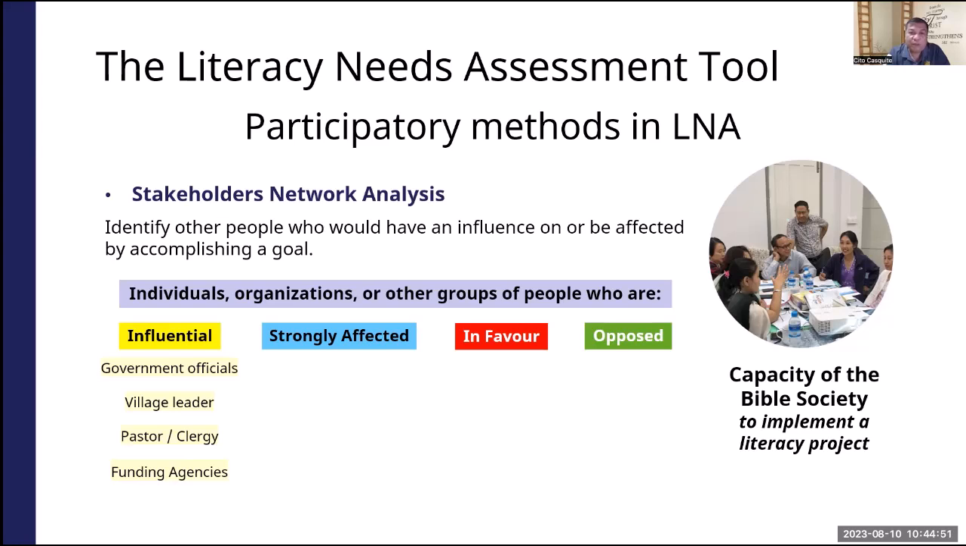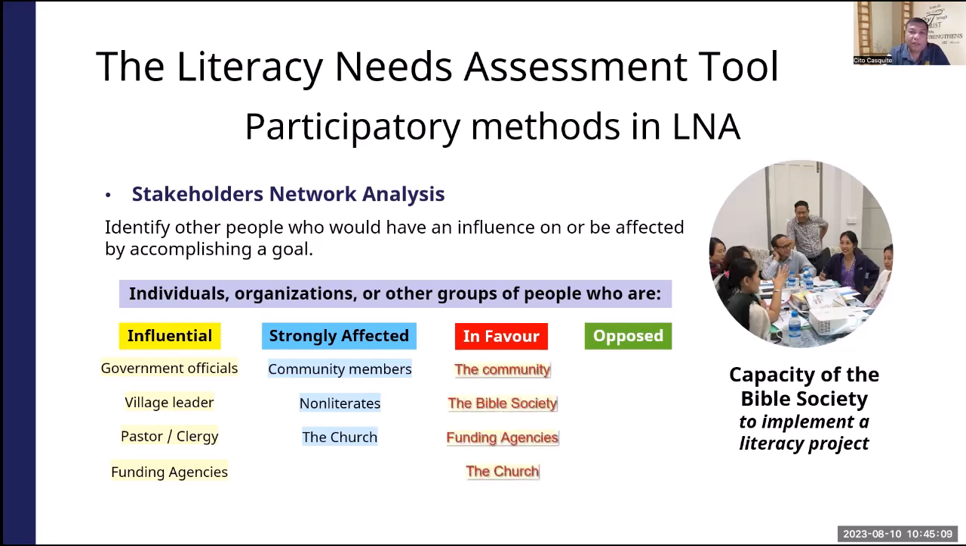We also have people or groups of people who can be strongly affected by a project, by a literacy intervention. Those are the community members, the non-literates, of course, and for our context in the Bible societies, the church. And those who are in favor of implementing a literacy project can be this group of people as well. But there are also people who are opposed to implementing a literacy project, and some of them are members or leaders of the community and perhaps some church leaders only want to use probably English in their church activities.